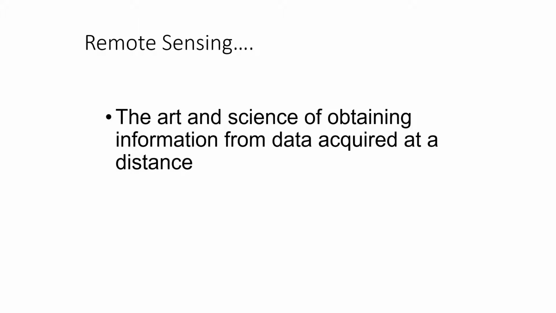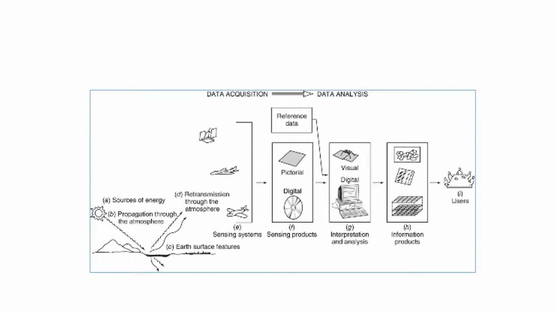So remote sensing. If I ask you what it is, you should know it's the art and science of obtaining information from data acquired at a distance. How that whole process works: sunlight comes down, hits stuff, some gets absorbed, some passes through, some bounces off. We collect it with something, and we use different things to figure out what that is.